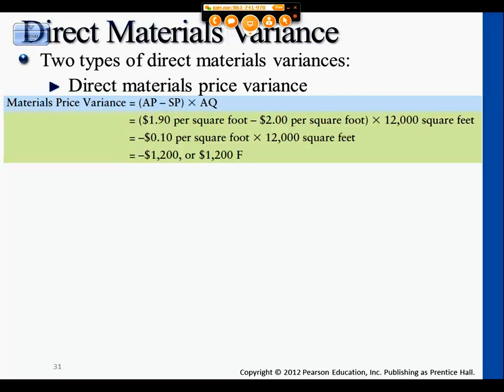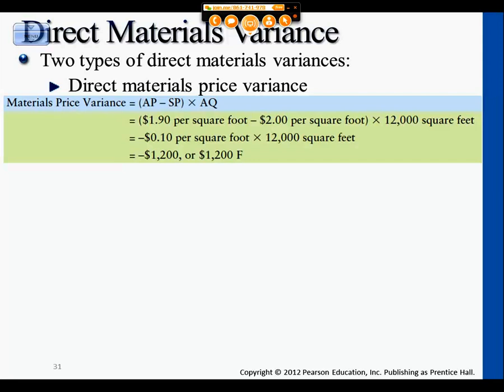So again, our materials price variance is the same concept. It's the difference between actual price less your standard price multiplied by the actual quantity. So how do we calculate this? We are utilizing the same numbers. We take $1.90 per square foot, subtract $2, multiplied by the square feet total.